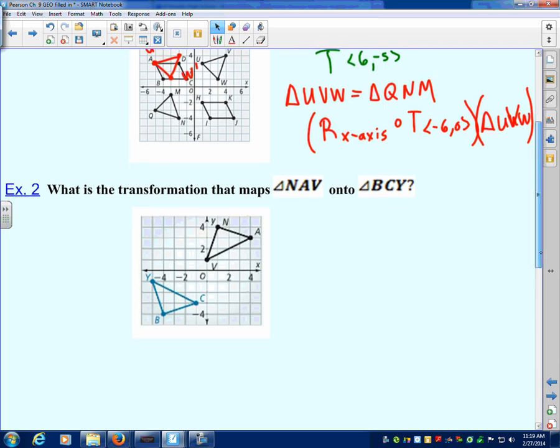Okay. What about this one right here? I think I have the same thing going on here. That's probably why I was thinking there. What is the transformation that takes triangle NAV to BCY? I think this is another slide and then flip. So we could just describe it as a translation and reflection. Let's see if we can get specific.